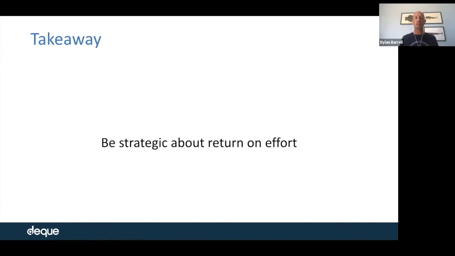So that's our first takeaway: be strategic about your return on effort, which is also obviously where your return on investment comes from, and focus on the places where most of the defects occur.